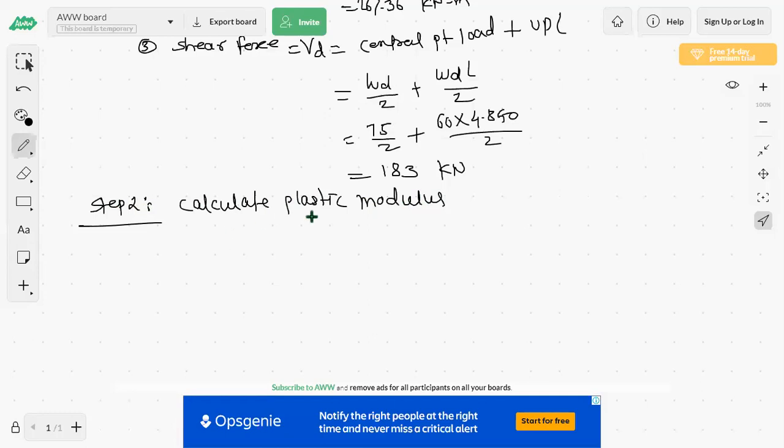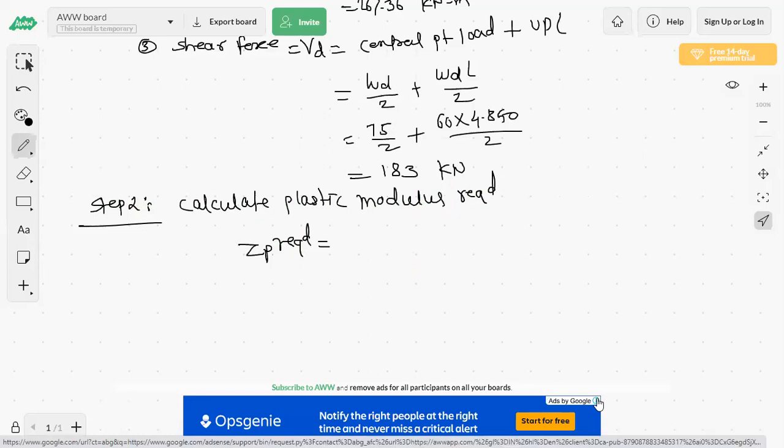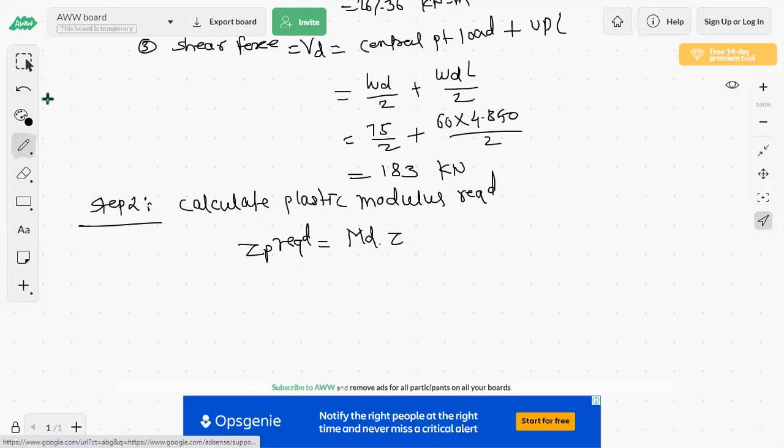Plastic modulus required. So plastic modulus is ZP. So ZP required is equal to, how to calculate ZP? ZP is equal to MD into gamma m0 divided by Fy, correct? So here MD is 267.35 into 10 raised to 6 into gamma m0 is 1.1 divided by Fy is 250.